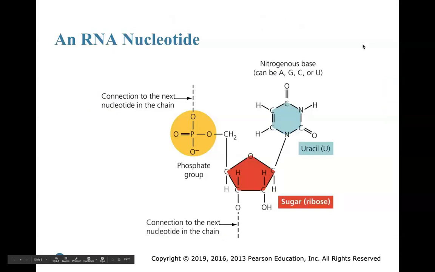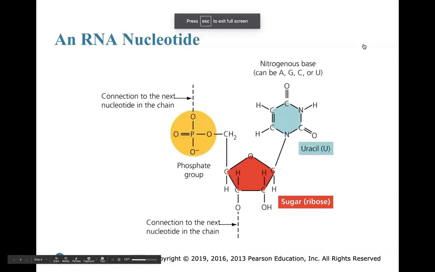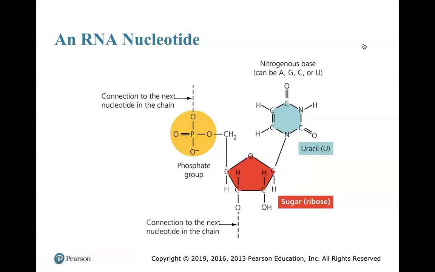So we've looked at a DNA nucleotide in great detail. Now let's go ahead and bring back the RNA nucleotide. Remember, a nucleotide is a monomer for nucleic acids. I'm going to look at the differences between DNA and RNA. You have seen this slide before.